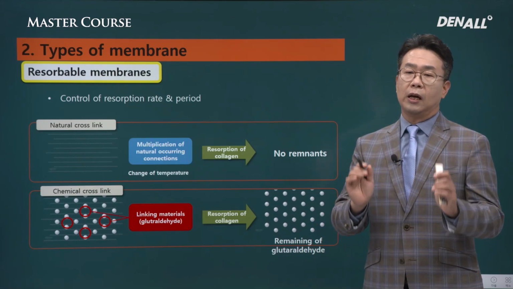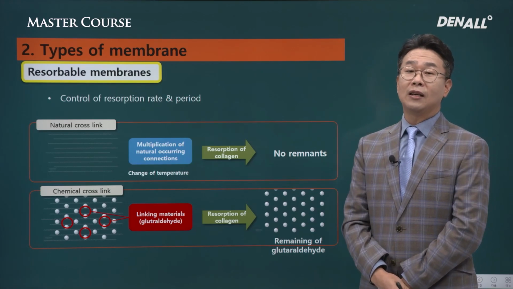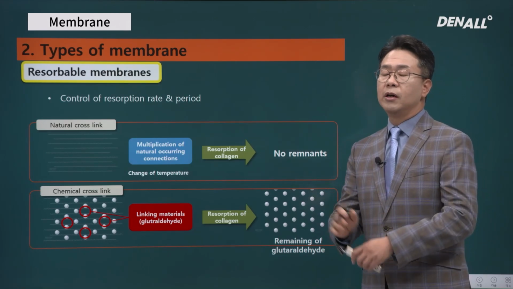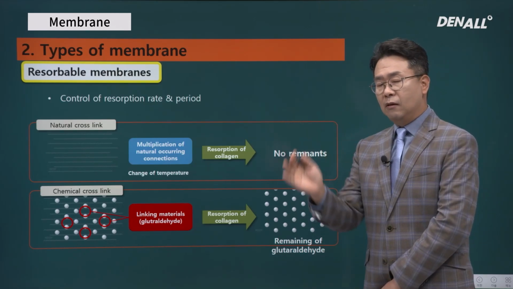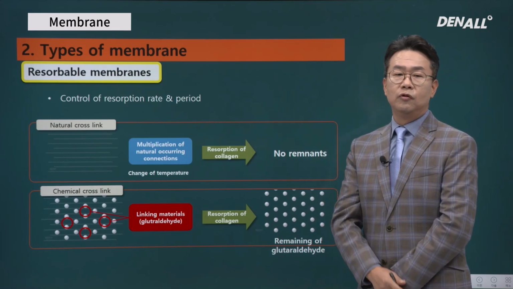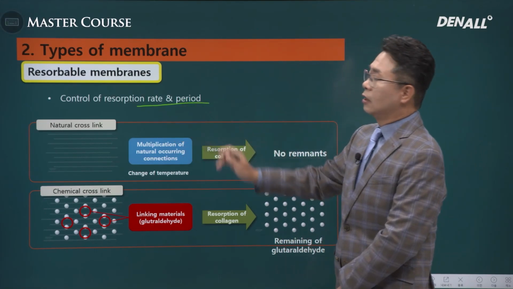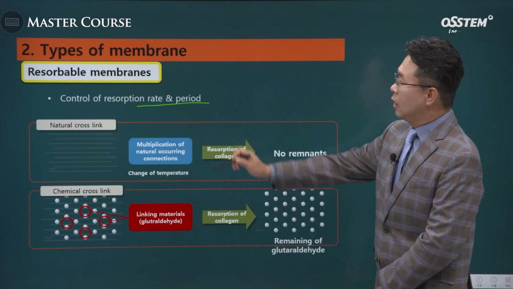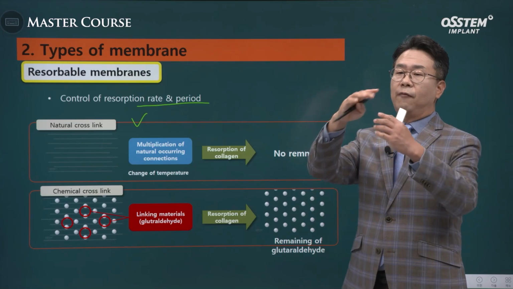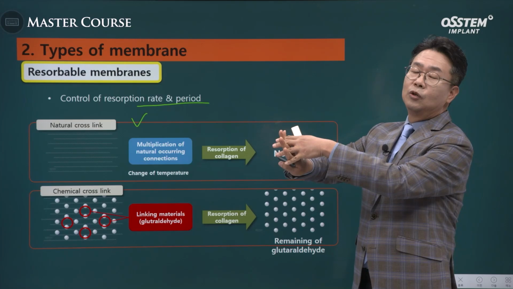I'm sure you're aware of this already, but resorbable membrane made of collagen can resorb very quickly and may not provide space maintenance sufficient for bone cell proliferation. That is cited to be the limitation of resorbable membrane. Many ways have been sought to reduce the resorption rate. This is the natural cross-link way. Collagen fiber is cross-linked to reduce the resorption rate.